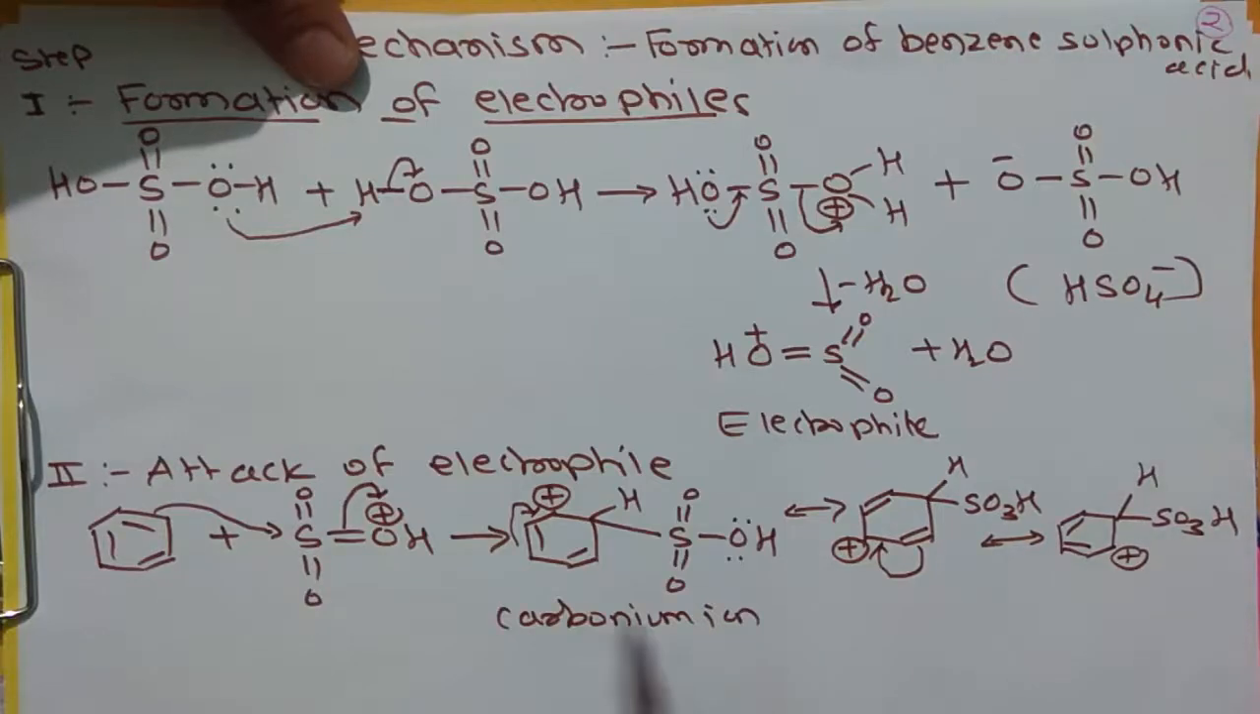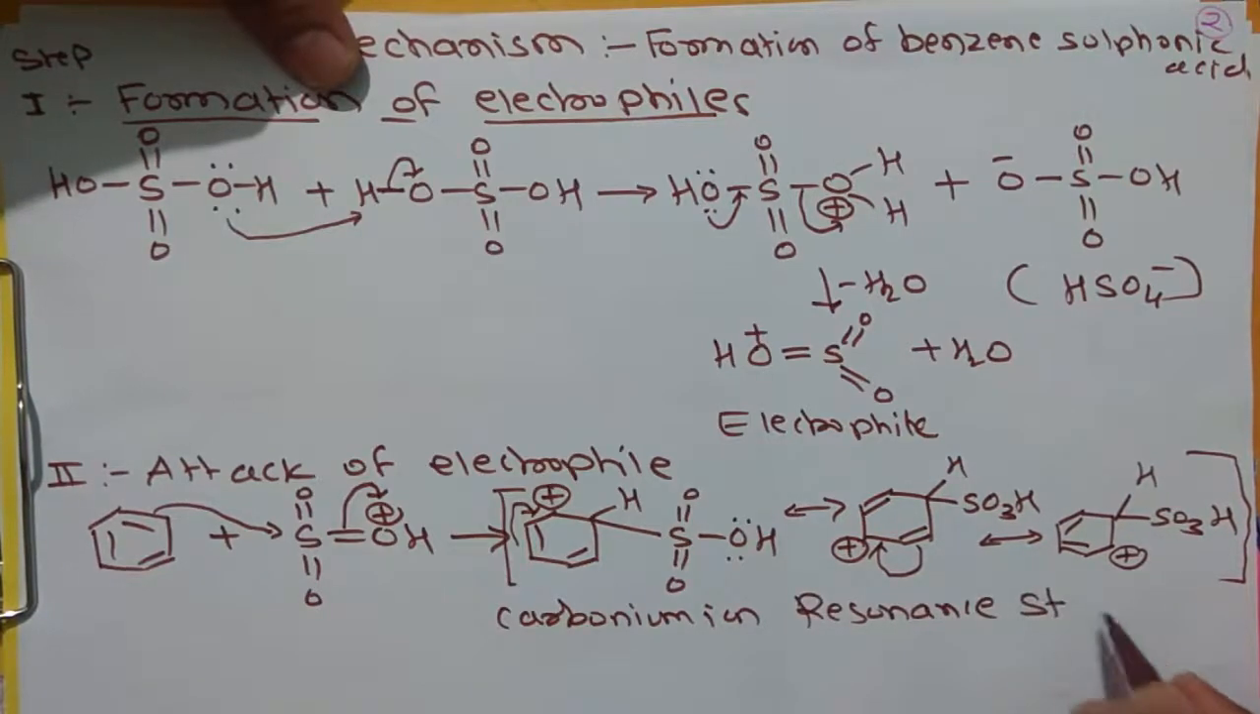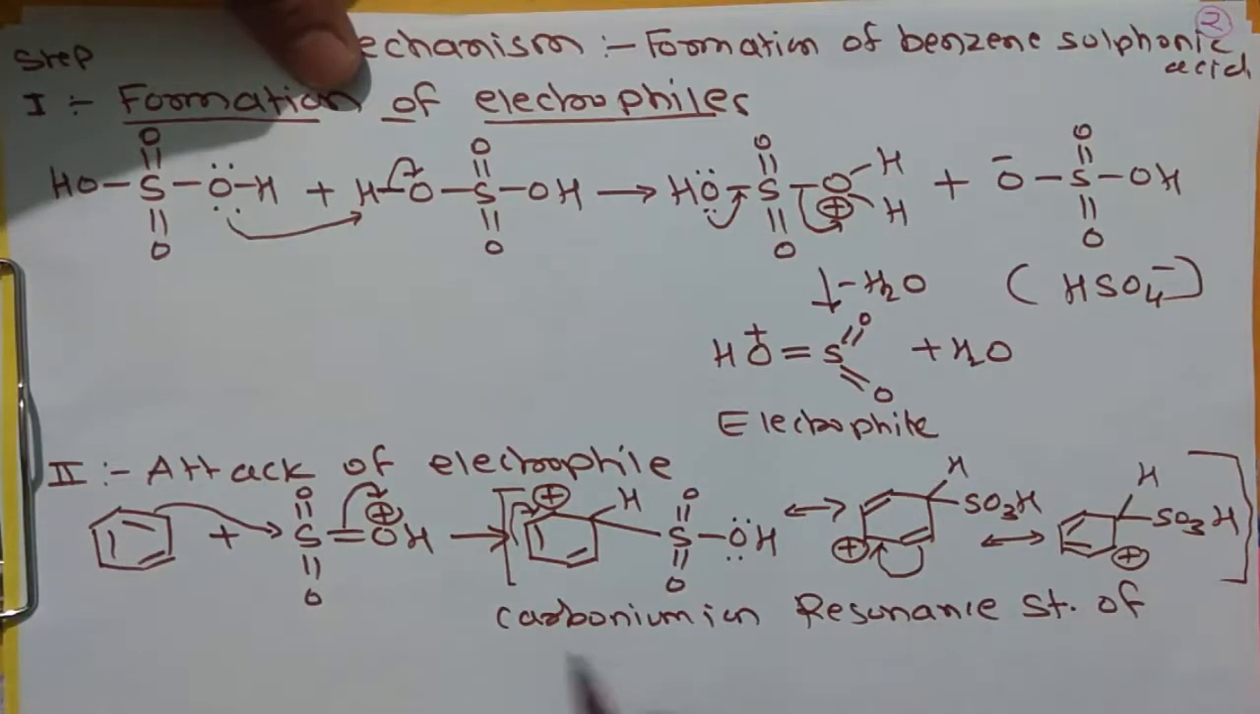All these are the resonance structures of the carbonium ion. Here the positive charge can be stabilized.